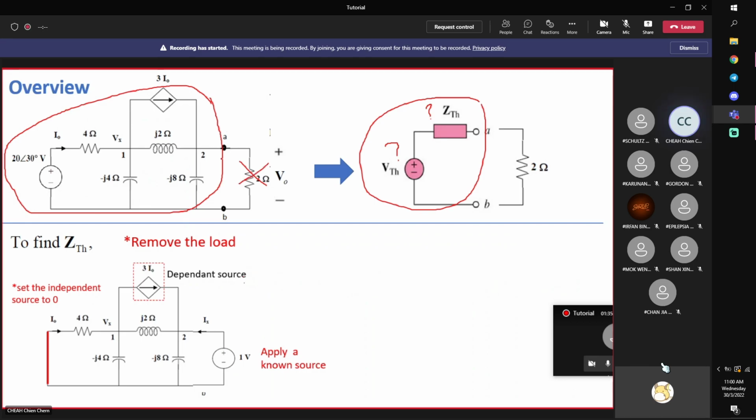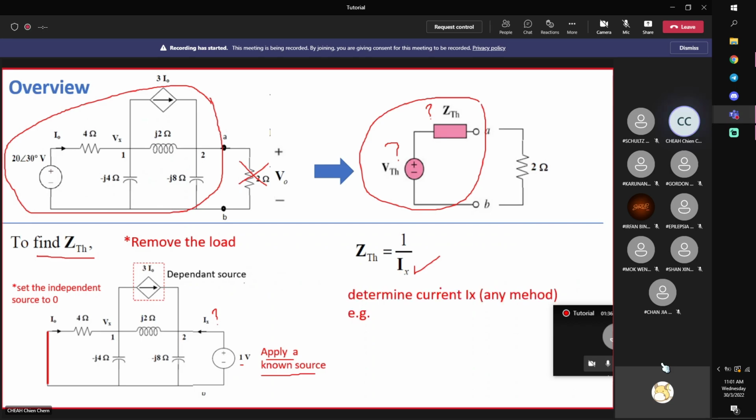Once you remove the load, then you look at the circuit. There's a dependent source, so to find ZTH you cannot just simplify using series-parallel combination, because there's this dependent source with unknown impedance. Therefore, we test it by applying a known potential difference. Then we try to calculate this Ix. Once you know Ix, then impedance is voltage divided by current: voltage 1, current calculated, you get ZTH.